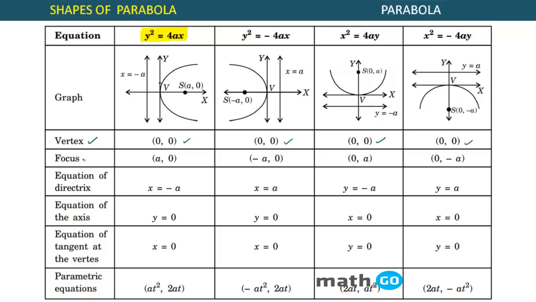Focus. Let's talk about the focus. Focus here is a, 0, right? So a is coming from this particular a, and it is rightward.